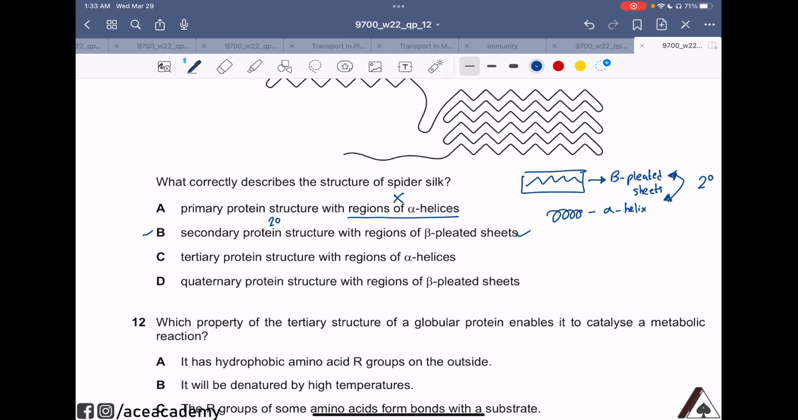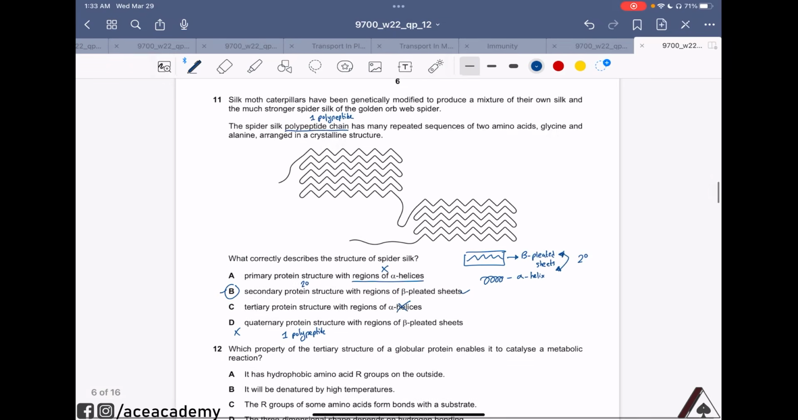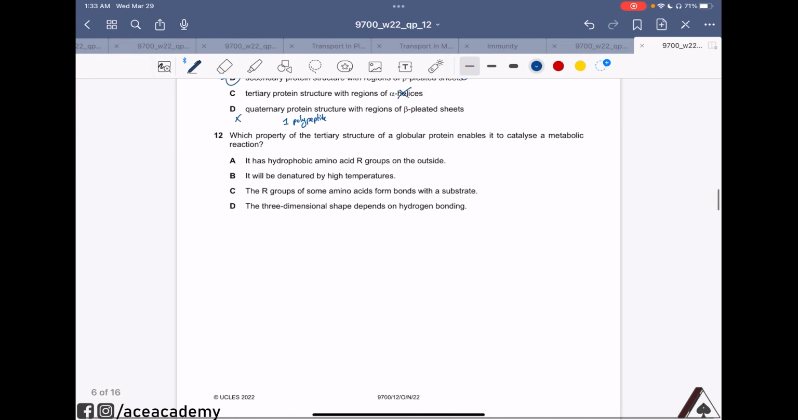Tertiary protein structure with regions of alpha helices. No, because there is no evidence of alpha helices in this polypeptide. Then quaternary protein structure with regions of beta sheets. As I told you earlier, there is just one polypeptide, and there cannot be a quaternary structure with just one polypeptide. Thus, D is incorrect as well, which leaves us with only B as the correct option. Number 12.